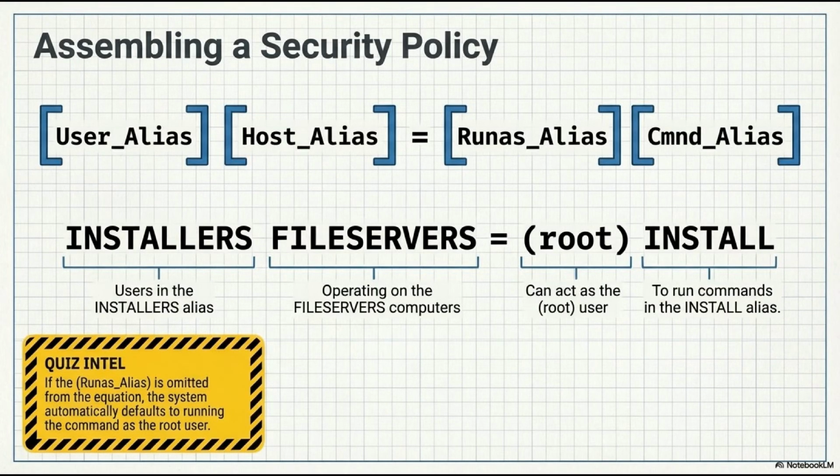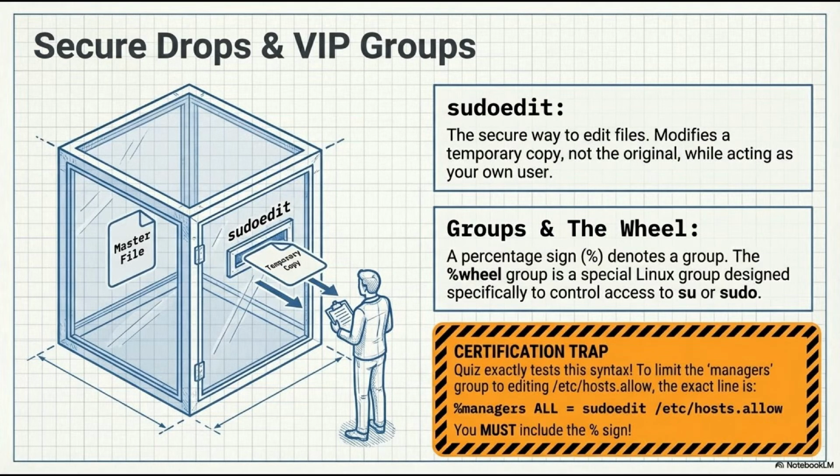Now, we have focused heavily on executing binaries, but what about modifying configuration files? I mean, if two admins use sudo /etc/hosts at the exact same time, they are both writing directly to the master file as root. It is a race condition waiting to corrupt the file. It's a huge architectural flaw if you do it that way. Right, which brings us to slide 14, titled Secure Drops and VIP Groups.